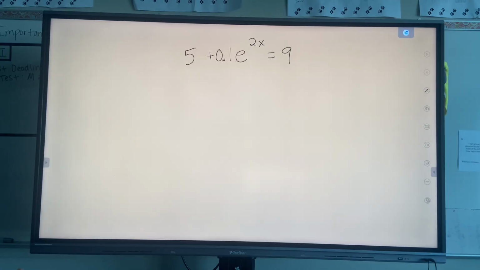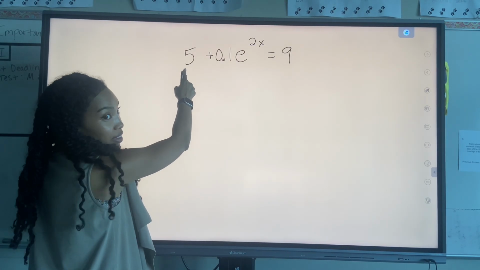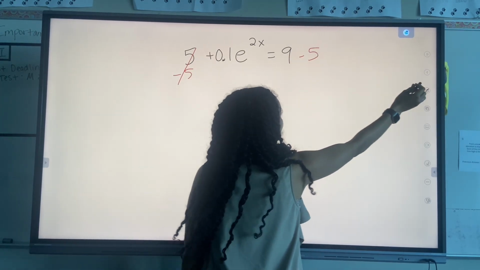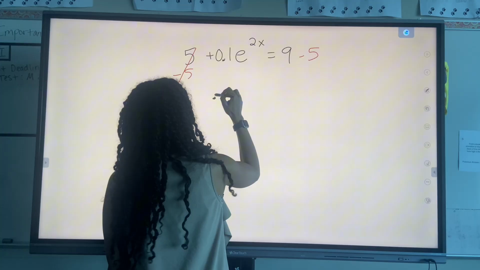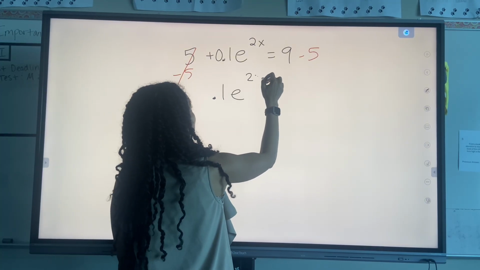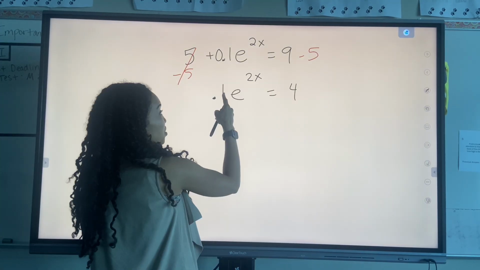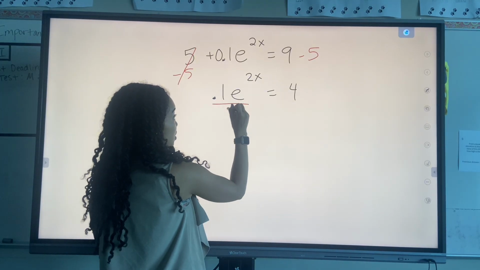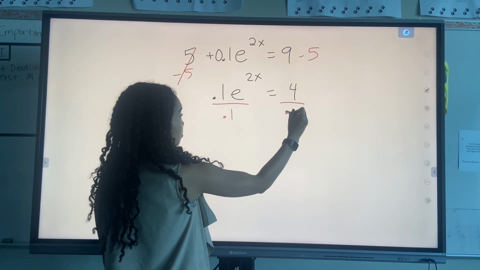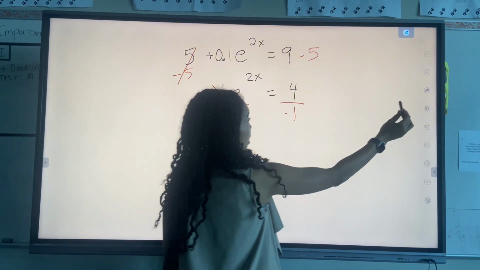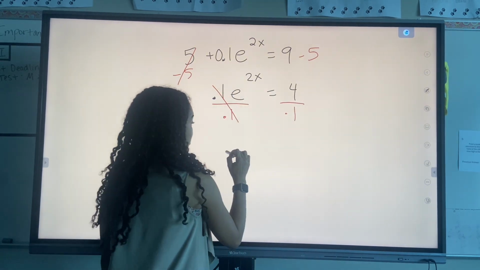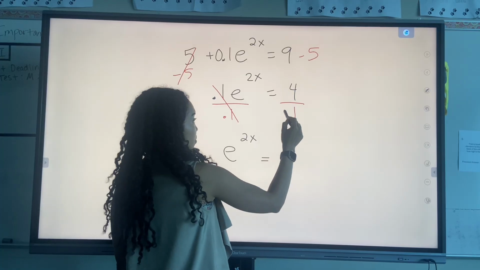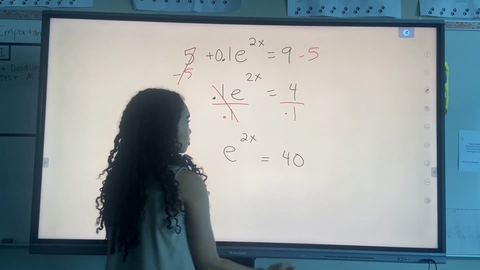So what we want to do first is get rid of that 5. So you move it over. So I'm left with 0.1 e to the 2x equals 4. So these are being multiplied. You have 0.1 times e to the 2x. So the opposite would be to divide by 0.1. Now we have that exponential by itself. And 4 divided by 0.1, I believe, is 40. Yeah, that's good.